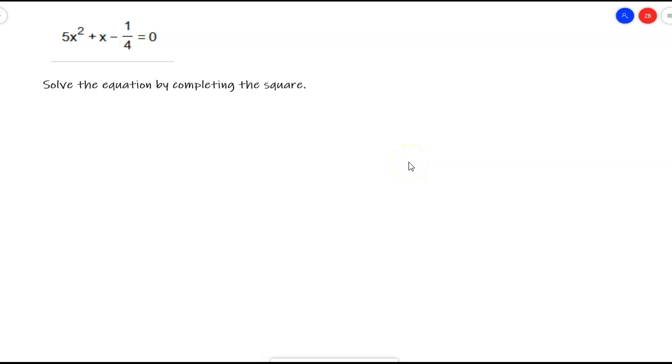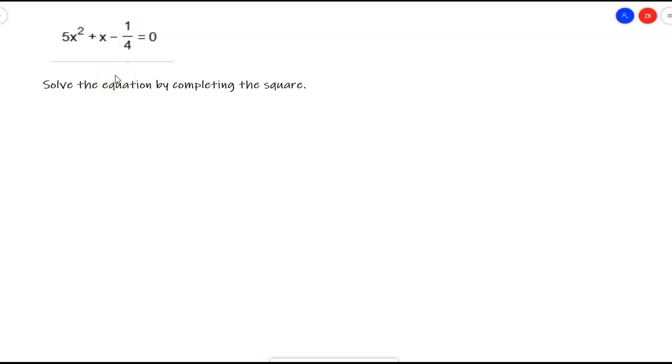Hey, this is Mr. Beckstrom, and today I wanted to do a problem from A6, completing the square. And we have a quadratic here, 5x squared plus x minus 1/4 is equal to 0. We should already know a couple of ways to try to solve this. Looking at it right now, I would probably use the quadratic formula. But completing the square is another method.